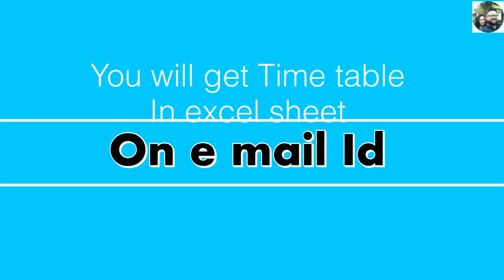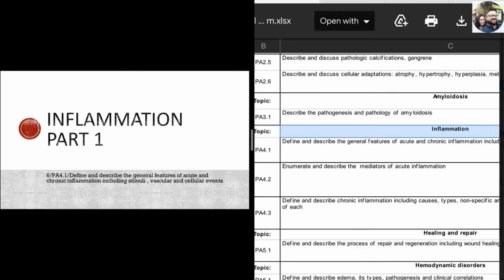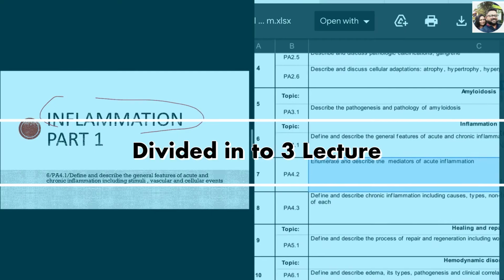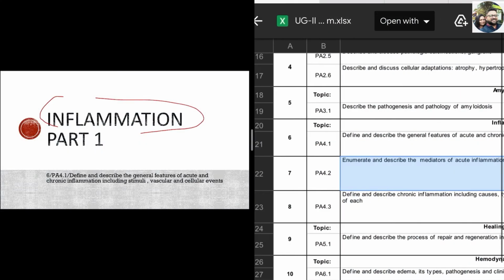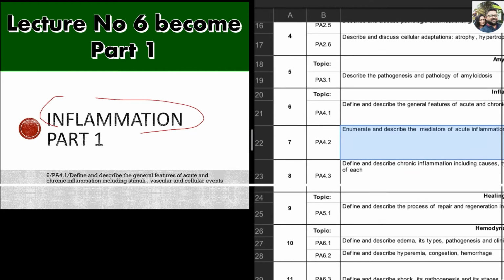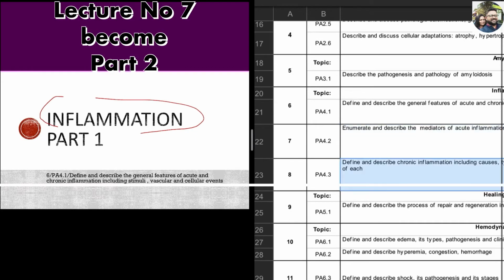You will get all this information from the Excel sheet timetable, comparing the Excel sheet side by side with your PPT cover. The inflammation chapter has been divided into three different parts, like lecture number 6 will become part 1, lecture number 7 will become part 2, and lecture number 8 will become part 3.